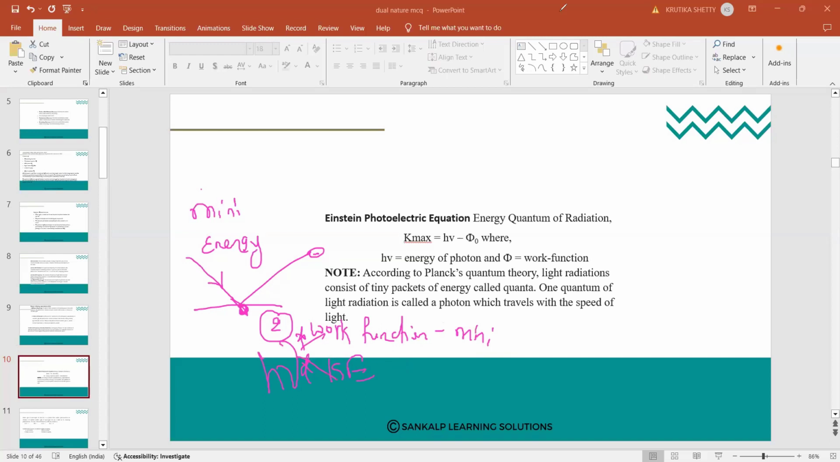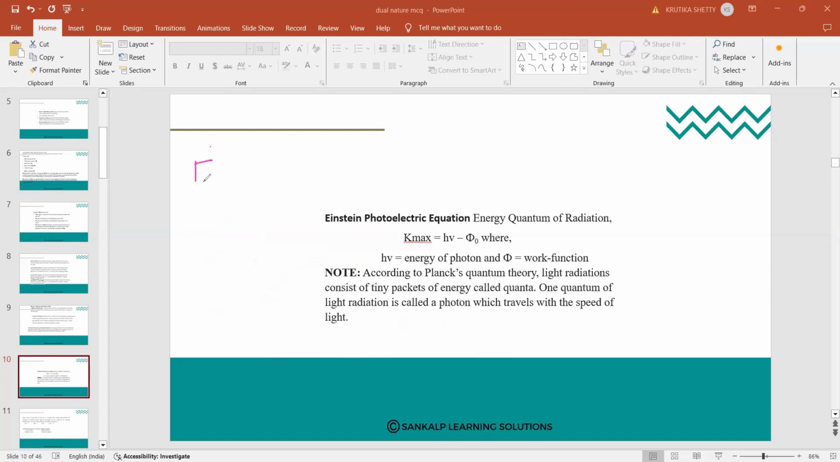Yes, so you understood or not? So therefore, what can we write here? Whatever the energy is given by the photon is there, that is equal to work function plus kinetic energy, we can write. Whatever the energy is there, students.